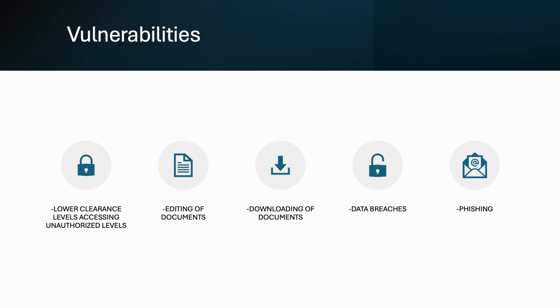Weak points in the system, such as poor encryption or inadequate monitoring, can be exploited by attackers to gain unauthorized access to confidential data. And lastly, phishing. Social engineering attacks like phishing emails trick users into divulging credentials or accessing malicious links, exposing systems to external threats.